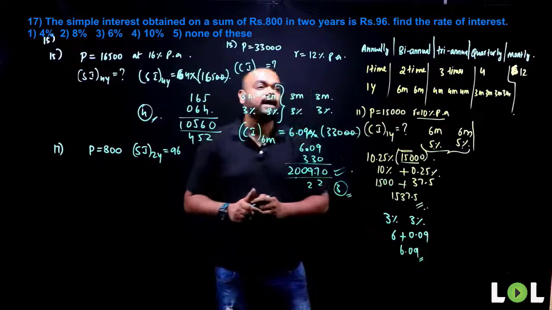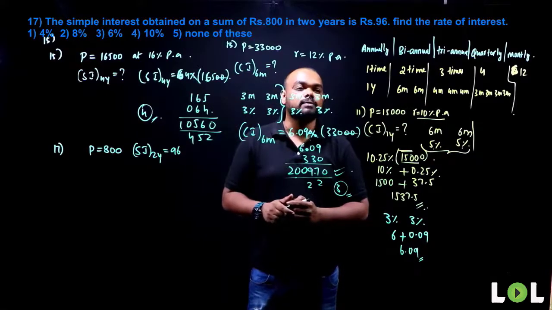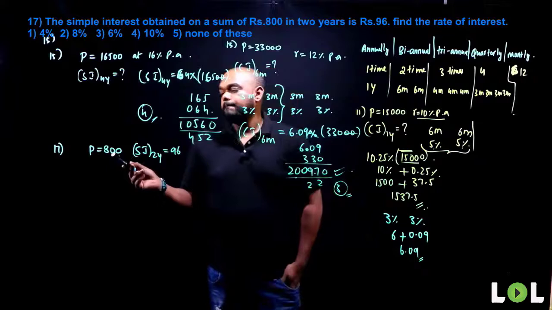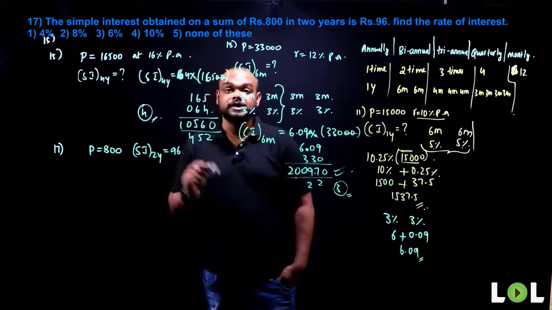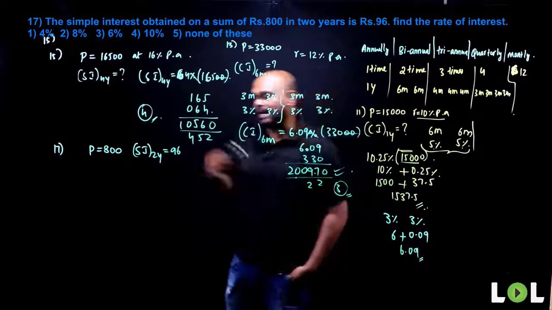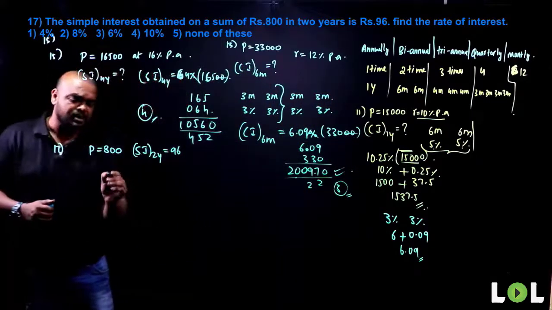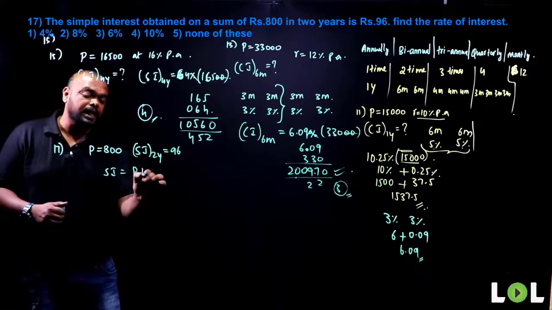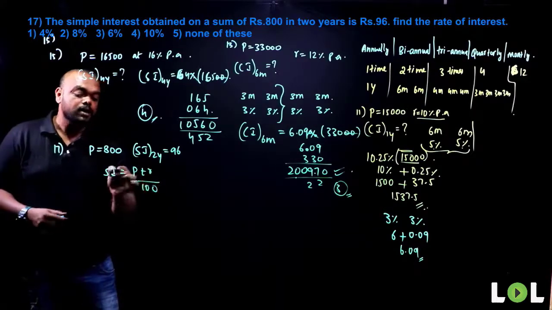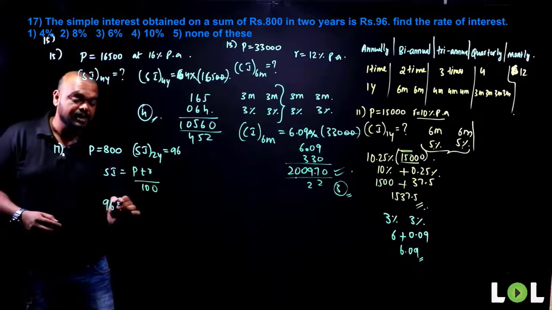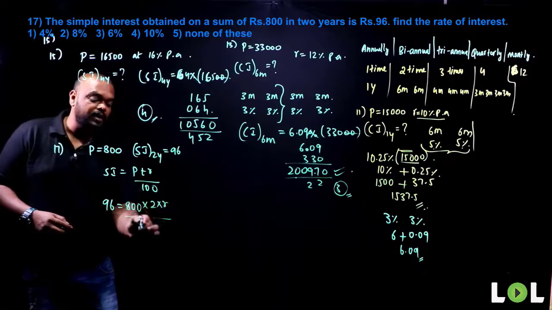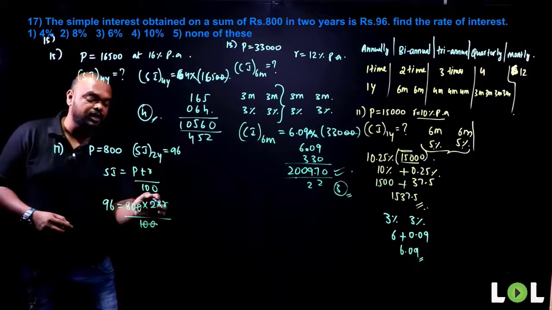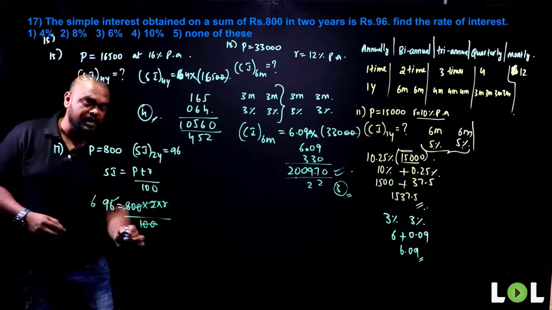Understand the question. This time we have a different question, guys. Simple interest on a sum of 800 for 2 years is 96 rupees. What is he asking? Rate of interest. Well, you can go with PTR by 100 and you'll get the answer. Simple interest is equal to PTR by 100. Simple interest given is 96, P value is 800, time is 2 years, R divided by 100. The zeros cancel. 8 into 2, 16. 16 into 6, 96. So R is equal to 6%. I'll get the answer.